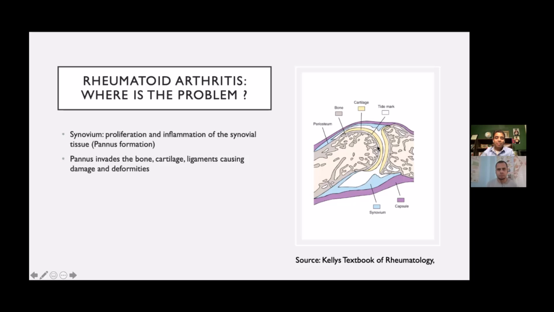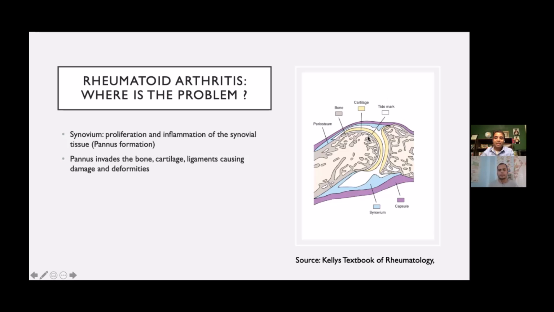And the primary problem in rheumatoid arthritis is the synovium. And typically, there is significant synovial proliferation. Normally, the synovium is 1 to 2 layers of tissue. But in case of rheumatoid arthritis, this synovium is hypertrophied, and there is a thickening of the synovium. Now, in pathology, you might have heard the term pannus formation, and that's basically a proliferation and inflammation within the synovium. So that is the primary problem.